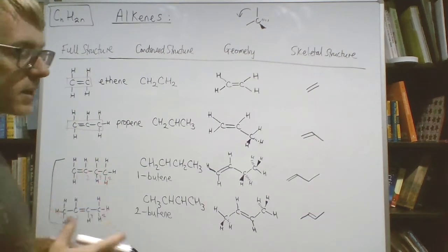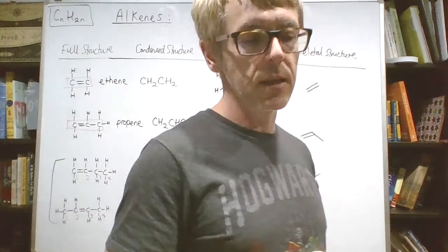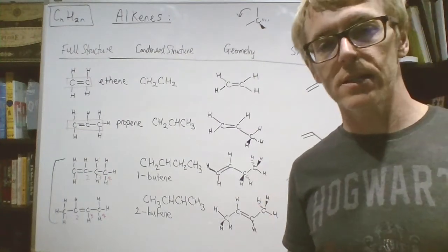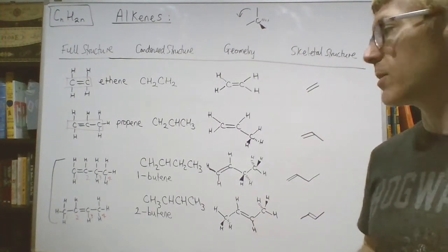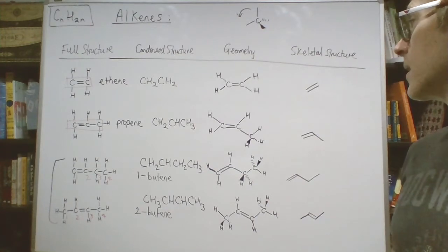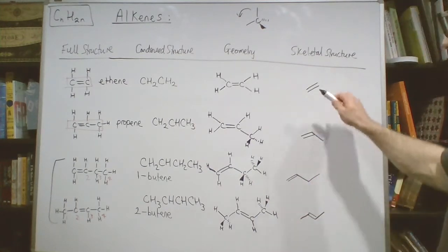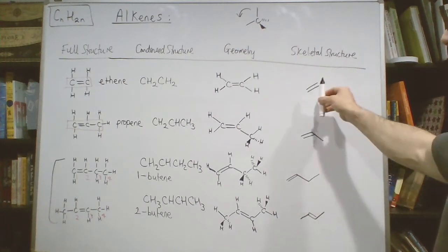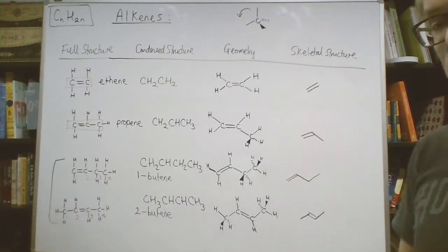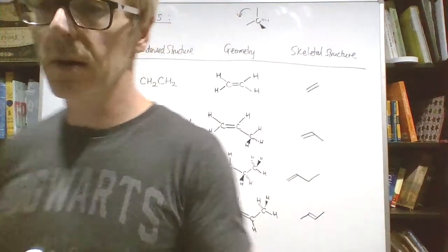There is going to be an added bit of complexity when we look at cis-trans isomerization, but we're not there yet. There's no need to push into that yet. But at least we've seen, again, we've impressed in this video the efficiency of the skeletal structures compared to the other structures.